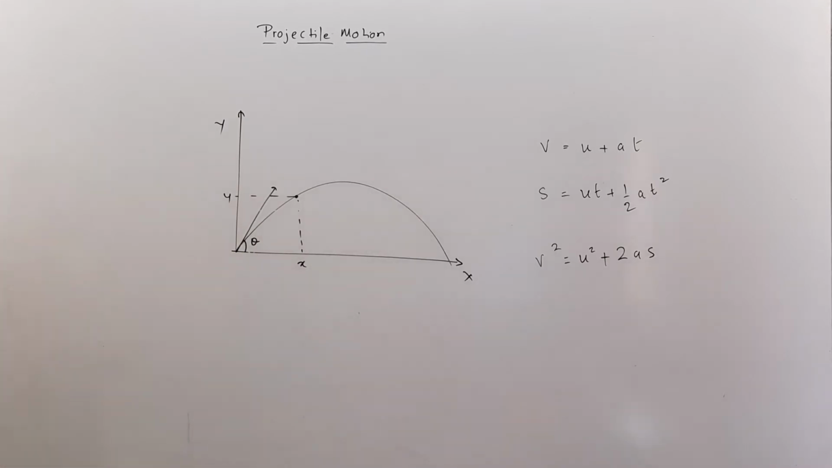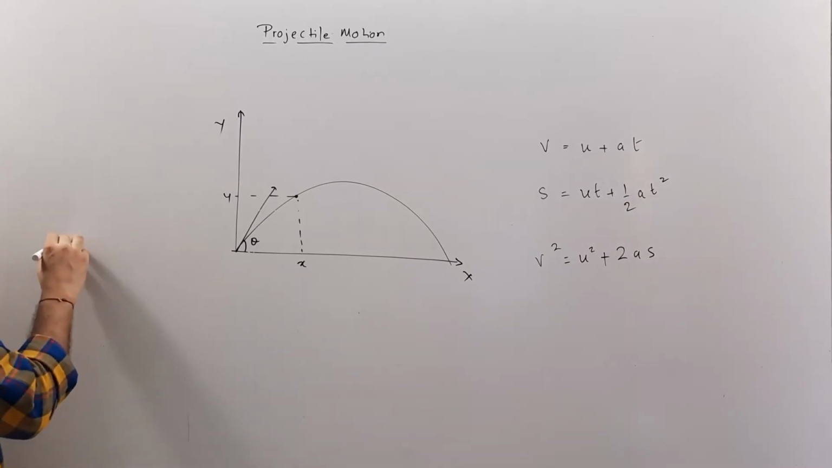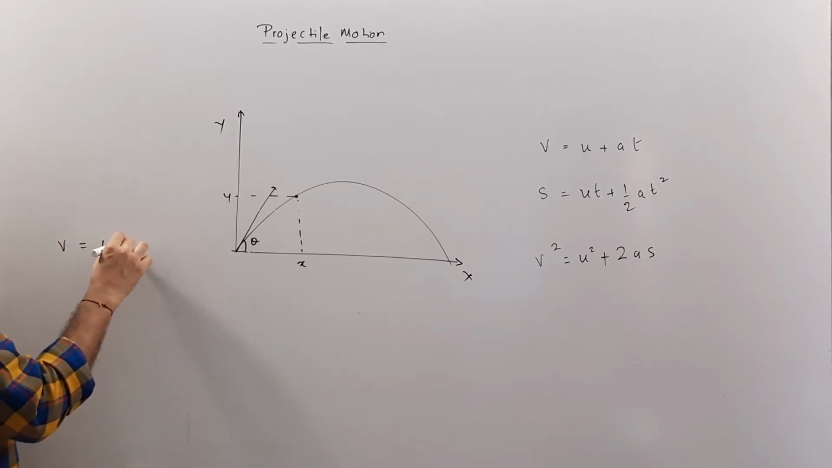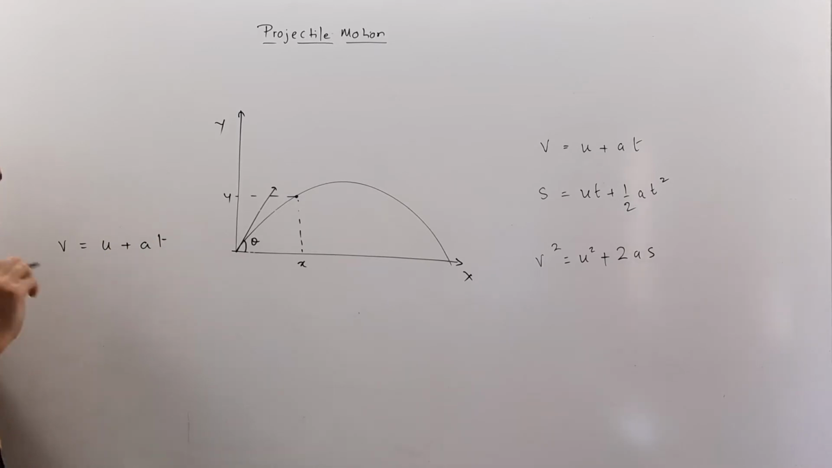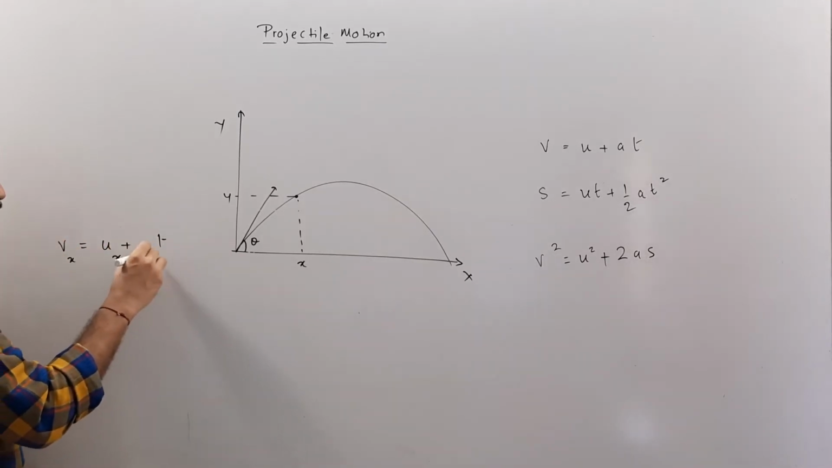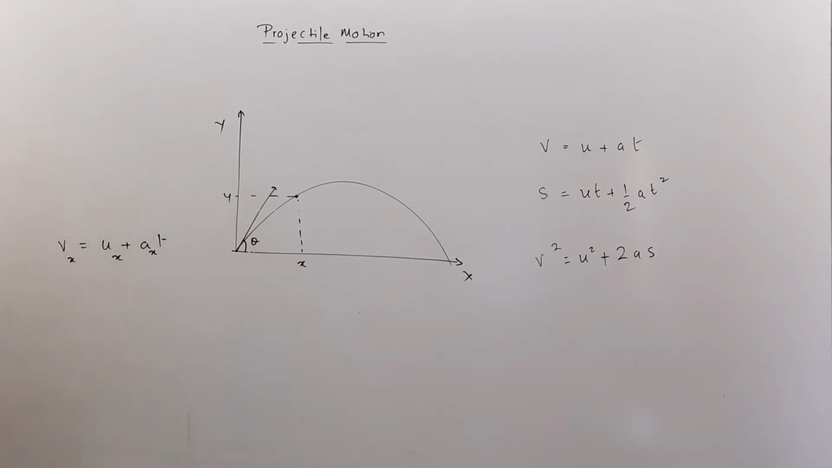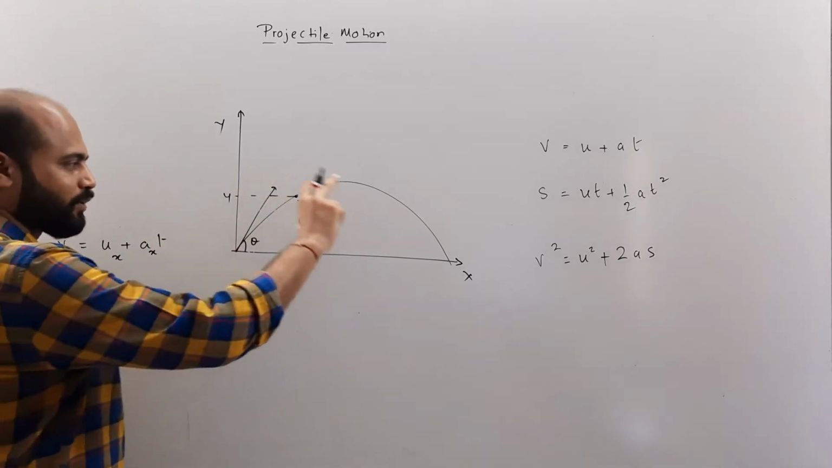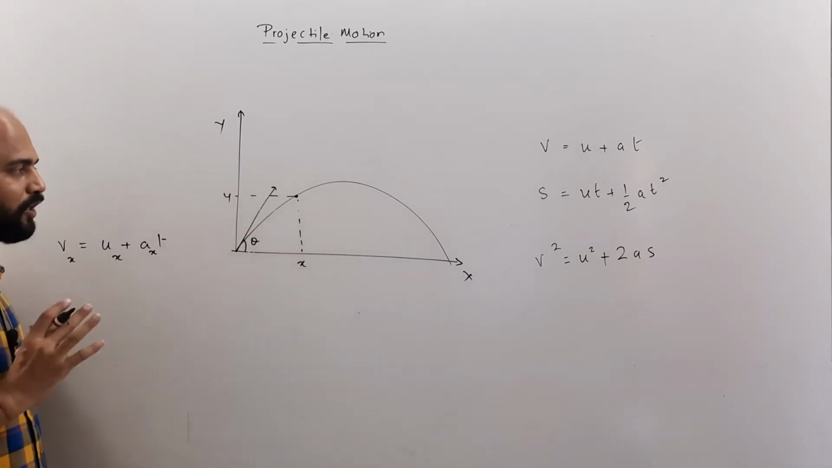Now let us see the first equation, which is given as v equals u plus at. I will write it only for the x direction. So x is my concern here, that is, I am considering initial velocity in x, final velocity in x, acceleration in x direction, and at a certain point of time. Now if you clearly see, when the object is thrown like this, it is just given some initial velocity.